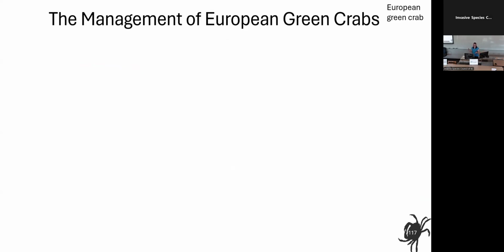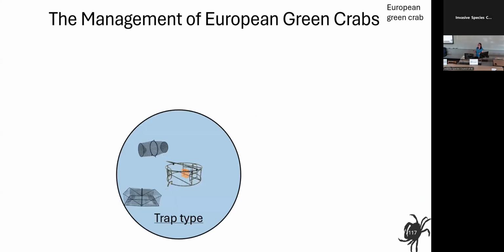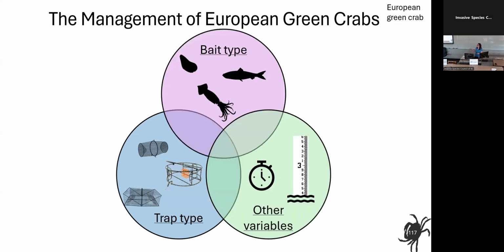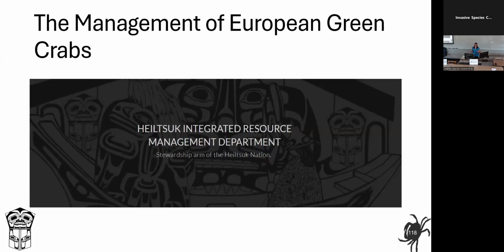So, in addition to this guidance, often when we're looking at trap types, bait types, or other trapping variables, they're done singularly. So often a study will look at just trap types, just bait type, or other variables such as time or depth. And unfortunately, we're not really looking at the interactions that are occurring when we're testing out all of these variables.